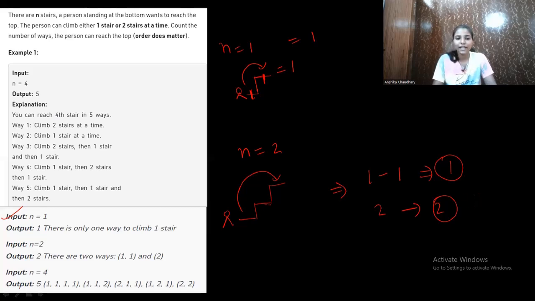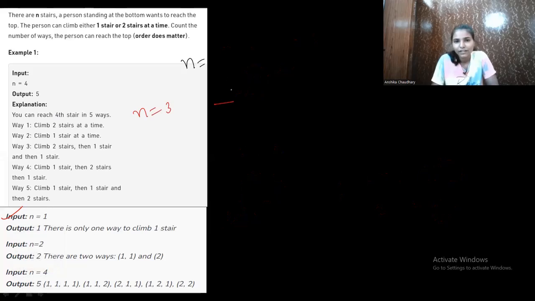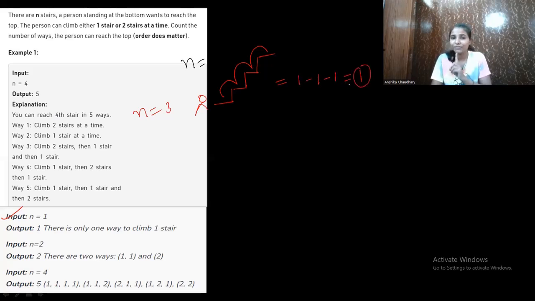Now if I take n equals 3, then how many ways are possible? This is our first stair, this is our second stair, and this is our third stair. Suppose the person is standing at the base. He will first take one step, then one step, and then one step, and he will reach the top. This is one possible way. The second possible way is he goes one step first, then he can directly jump onto the top by taking two steps.